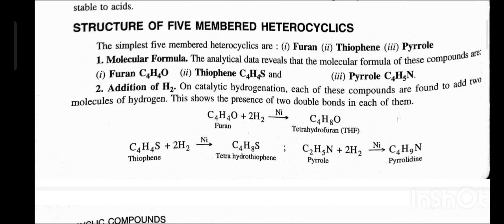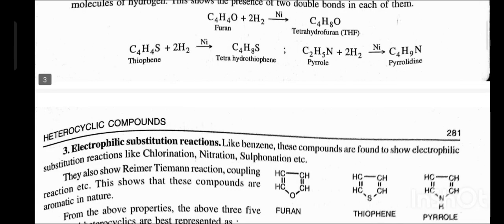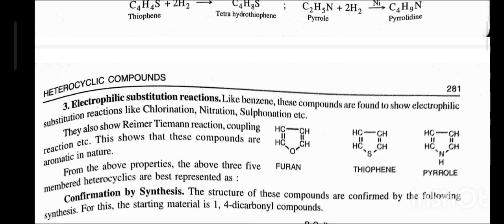Furan plus 2H2 in the presence of nickel gives tetrahydrofuran. Thiophene plus 2H2 in the presence of nickel gives tetrahydrothiophene. Pyrrole in the presence of 2H2 gives pyrrolidine. Third, these compounds show electrophilic substitution reactions like benzene, such as chlorination, nitration, sulfonation, etc.